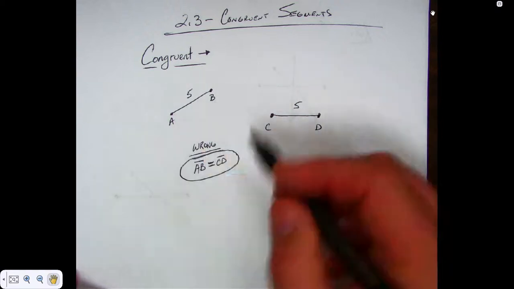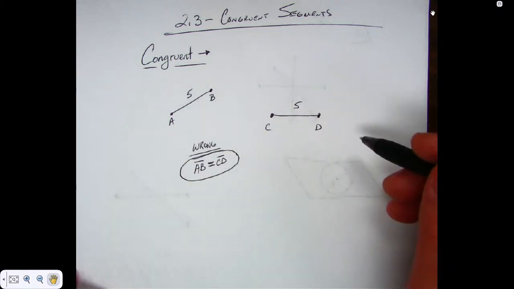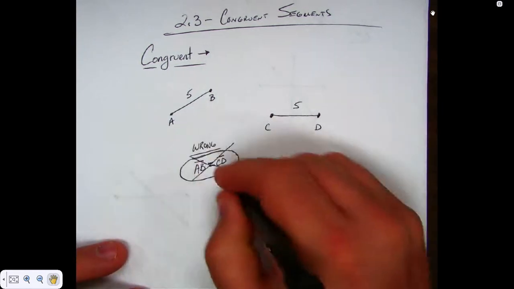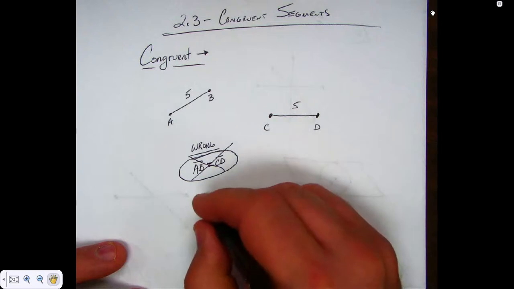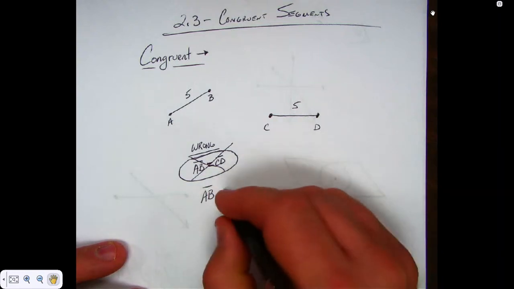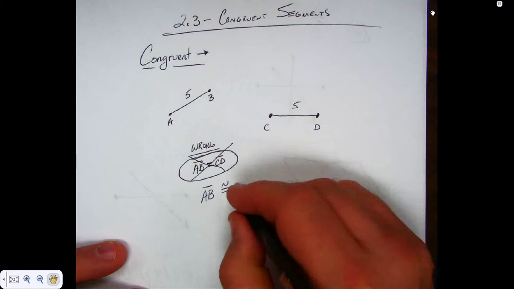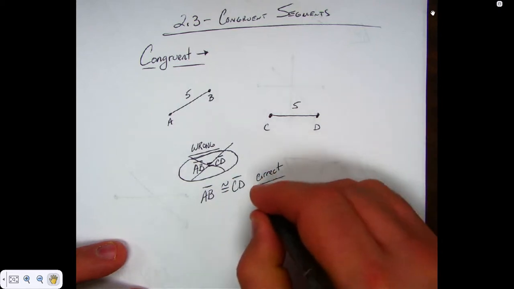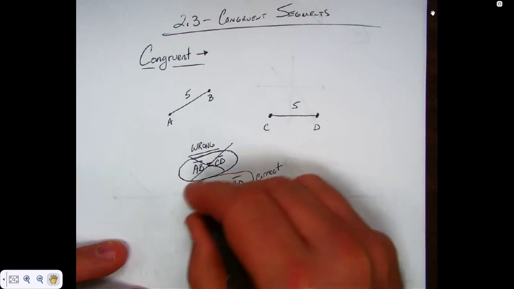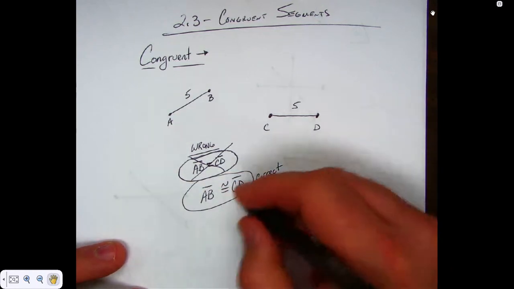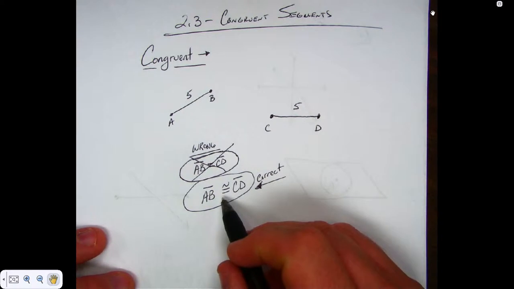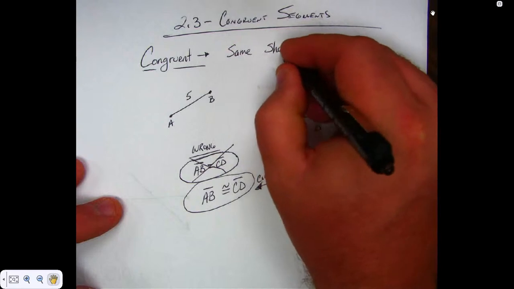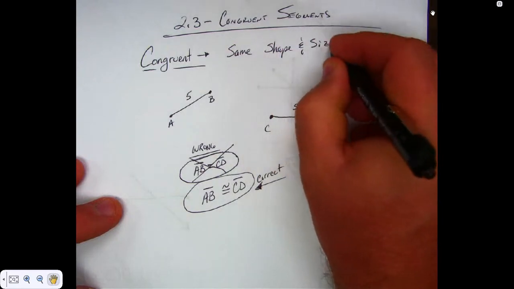What are they? They're the same. How would you describe how they are the same? Same length, the same size, things like that. So what we do in geometry is we say that segment AB, and then we put a sign like this. That's correct. What do you think that sign means? It means congruent. Congruent means that two things are the same shape and size.